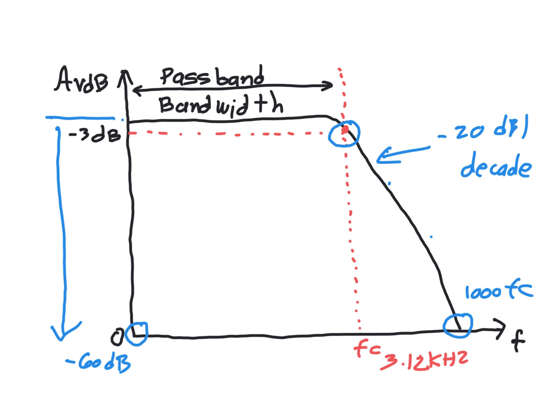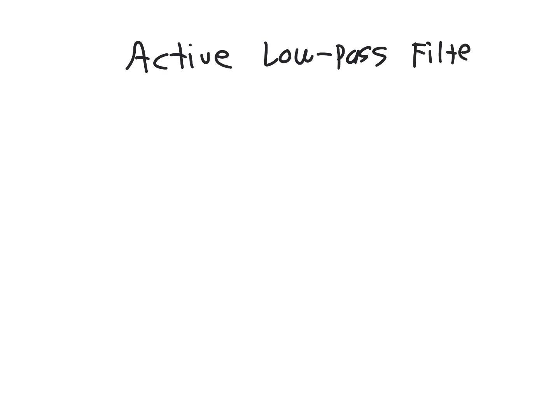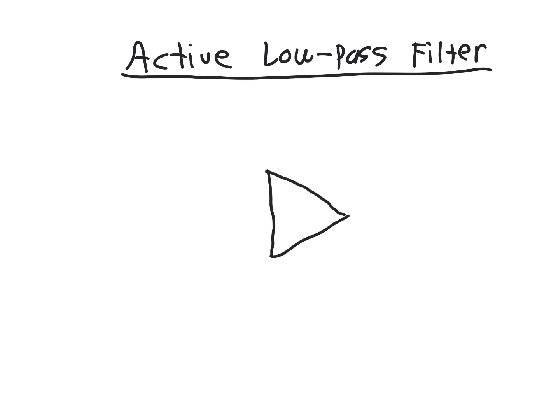So let's then turn that into the full-blown active low-pass filter. And if you look at the laboratory circuit, you'll find I'm using a different set of numbers, but it's the same circuit. So anyway, that's going to be the output.